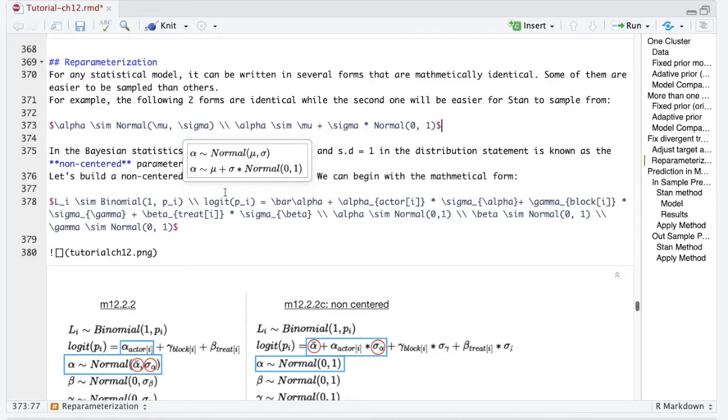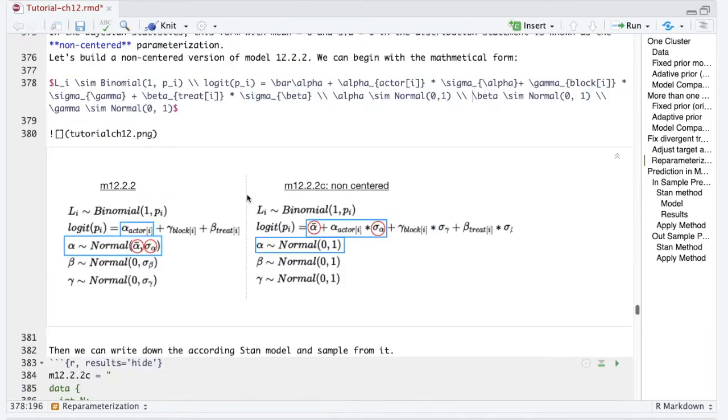The second formula is easier for Stan to draw samples, because we kind of extract a mu out of the normal distribution here, so we can sample. So Stan can sample mu and sigma respectively. In Bayesian statistics, the second form, a standard normal distribution with mean equal to 0 and standard deviation equal to 1 in the distribution statement, is known as the non-centered parameterization.